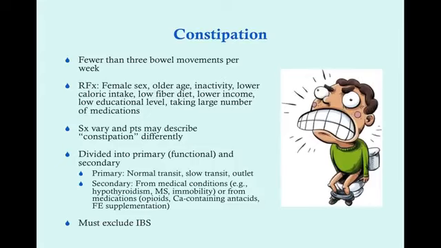And then from medications. So constipation causing medications are opioids, calcium-containing antacids, and iron supplementation. Those are the big ones you need to remember for the test. And you need to exclude irritable bowel syndrome anytime you have a patient with constipation, because that will be managed a little bit differently. Although fiber supplementation is really also the cornerstone of lifestyle management for patients with IBS as well.